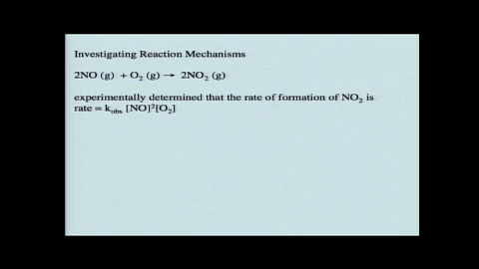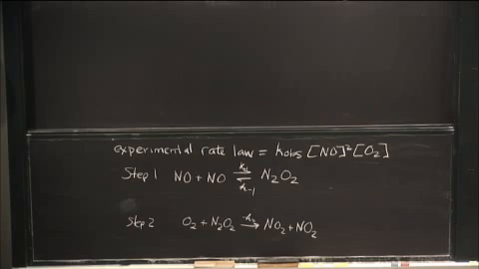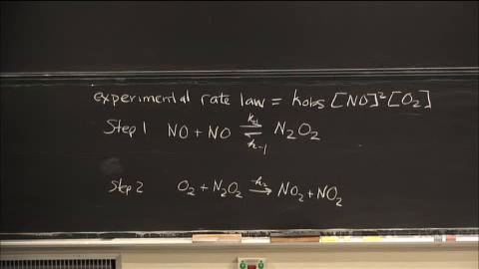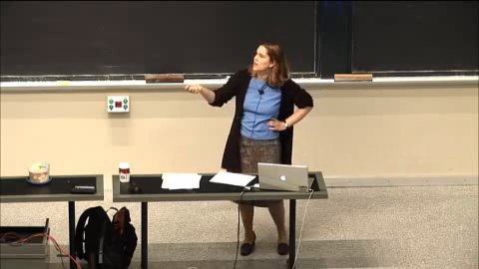So when you're investigating reaction mechanisms, you often will have an experimentally determined rate law. And then you want to try to come up with a mechanism that's consistent with that rate law. So for this particular reaction, 2NO plus O2 going to 2NO2 gas, an experimental rate law is determined. There was a rate constant called k_obs, for k observed, the observed rate constant that was calculated.